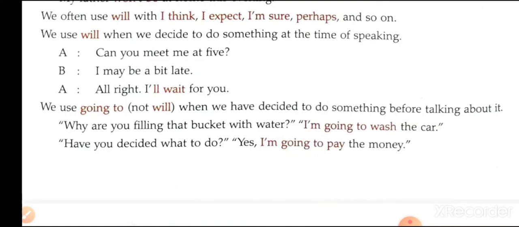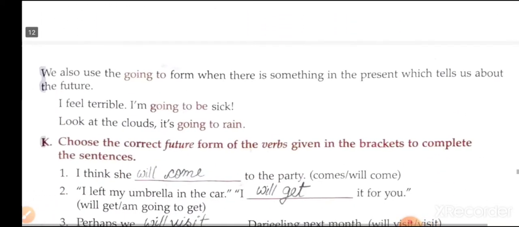Why are you filling that bucket with water? I'm going to wash the car. Have you decided what to do? Yes, I'm going to pay the money. We also use the going to form when there is something in the present which tells us about the future. I feel terrible. I'm going to be sick. Look at the clouds, it's going to rain.